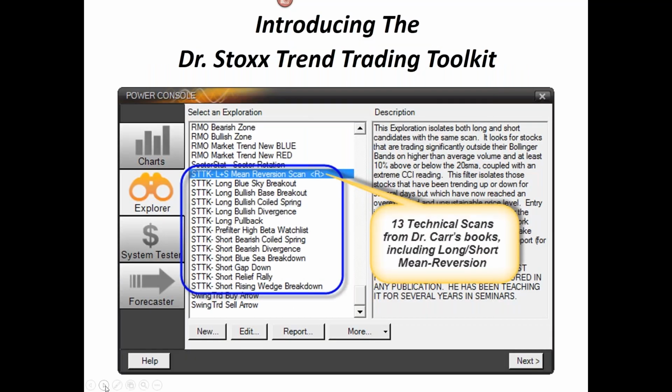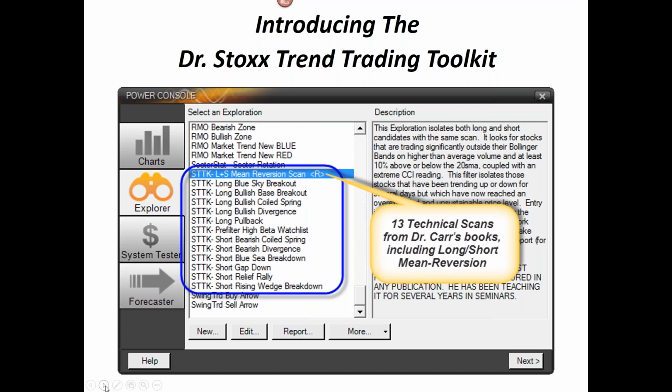All right, so a little bit about the Trend Trading Toolkit that is offered through MetaStock. If you add this on to your MetaStock software, you're going to get 13 technical scans, all of which come from my three trading books. Most of these are found in my first book, Trend Trading for a Living. There are two day trading strategies which are not listed here because those are strategies that you apply directly to individual stock charts. These are scans that you will apply to a whole universe of stocks to pull out from that universe the stocks that satisfy the requirements of the scan.